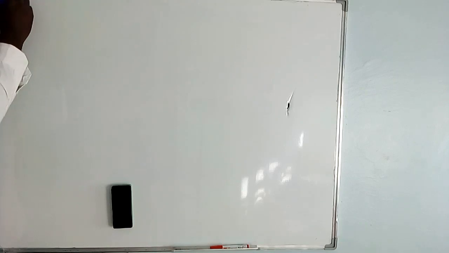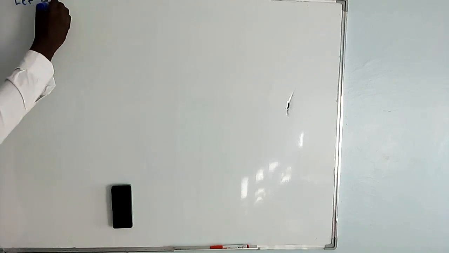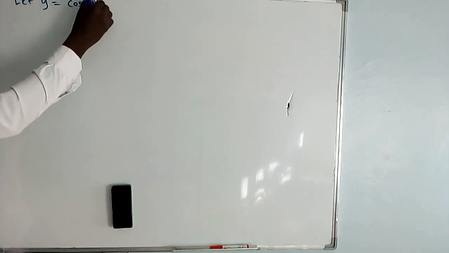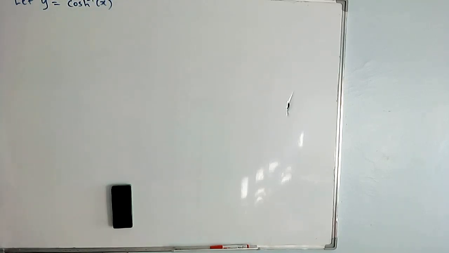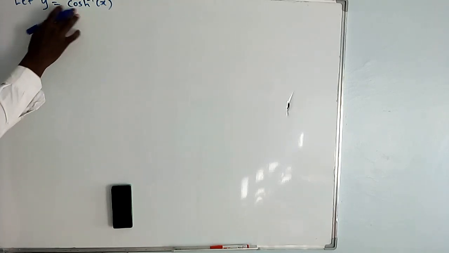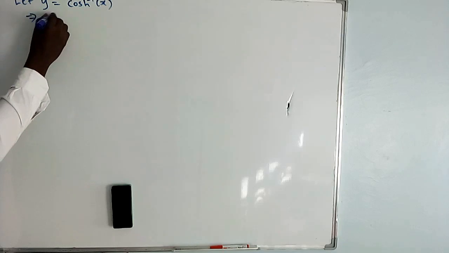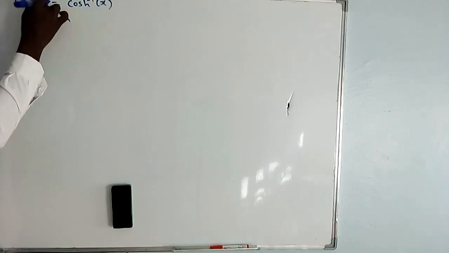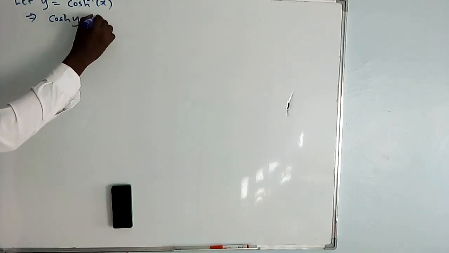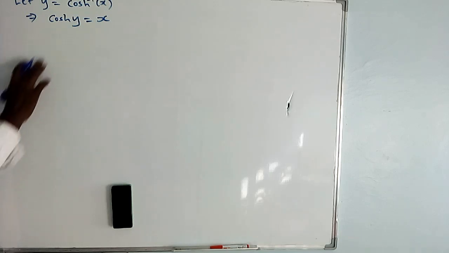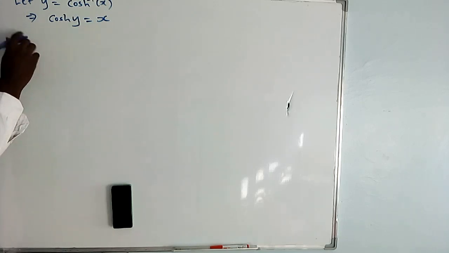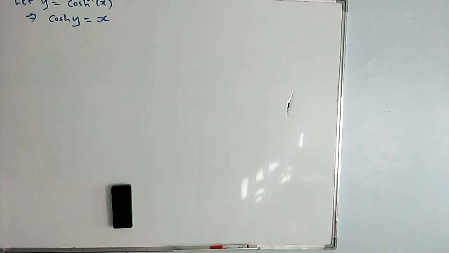So you say, let y be the cos inverse of x. By the time we find y, it means we have found the cos inverse of x, isn't it? You see that? So if y is cos inverse of x, then bringing cos inverse to the other side of the equation, you get cos y is equal to x. Then you ask yourself, so cos y is equal to x.